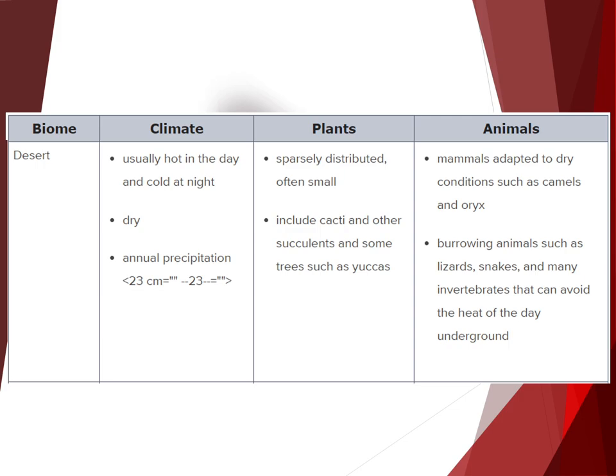The animals that you'll find in a desert biome are typically mammals that are adapted to dry conditions, like camels, or burrowing animals, such as lizards, snakes, and many types of invertebrates.